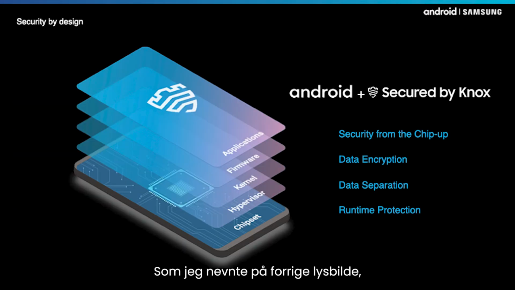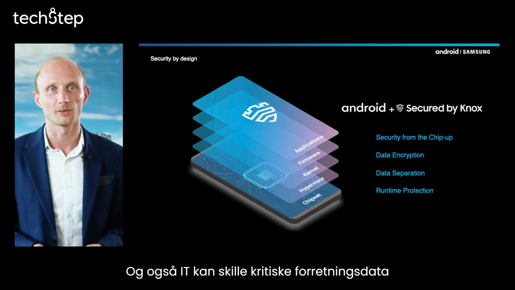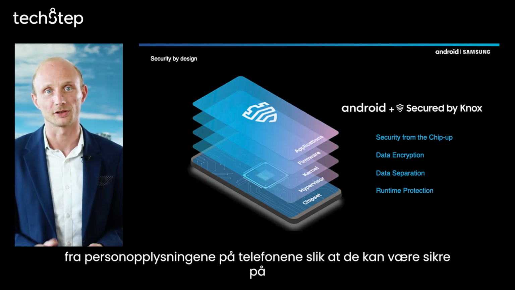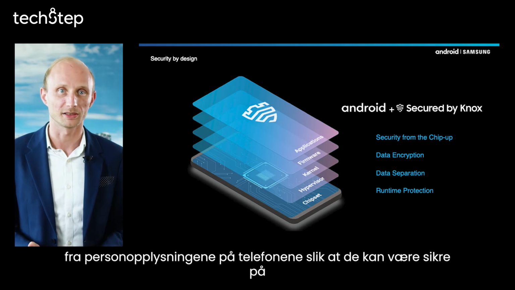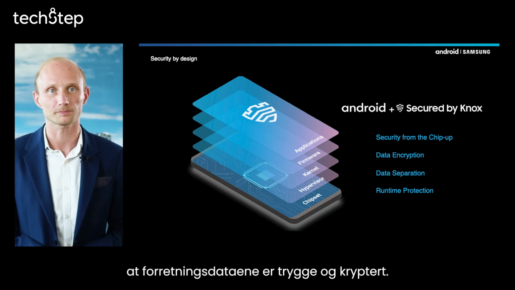As I mentioned at the previous slide, our security starts already on the hardware level. All data is encrypted, both data at rest and data in transit. And also, IT can separate their critical business data from the personal data on the phone so that they can be assured that the business data is safe and encrypted.